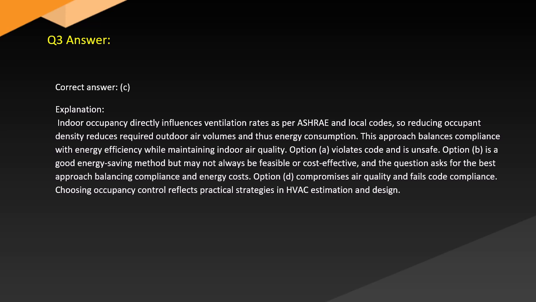Option A violates code and is unsafe. Option B is a good energy-saving method but may not always be feasible or cost-effective, and the question asks for the best approach balancing compliance and energy costs. Option D compromises air quality and fails code compliance. Choosing occupancy control reflects practical strategies in HVAC estimation and design.